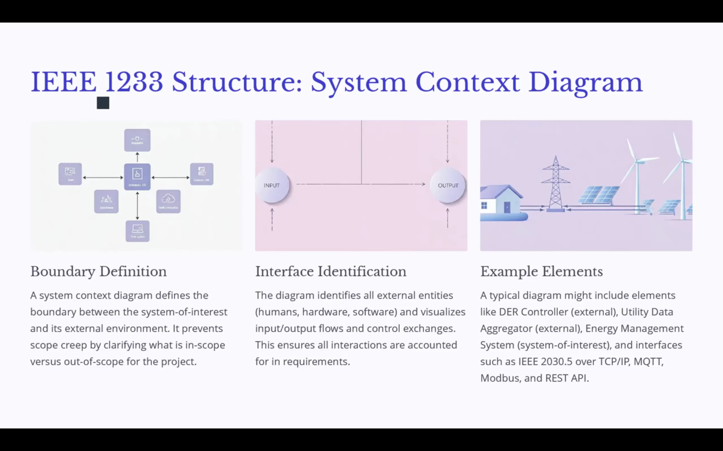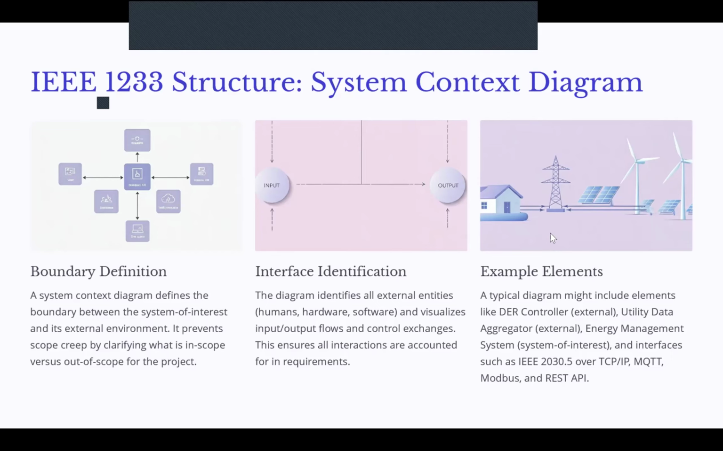The next step is the example elements. A typical diagram might include elements like DER, controller, utility data aggregator, energy management system, and all that. So it might bring some examples for clarification of how the requirement is actually defined.